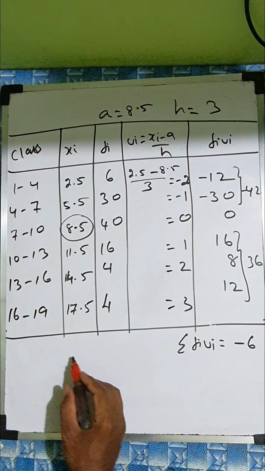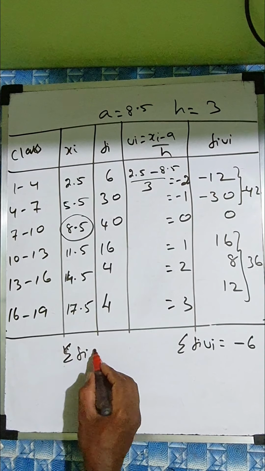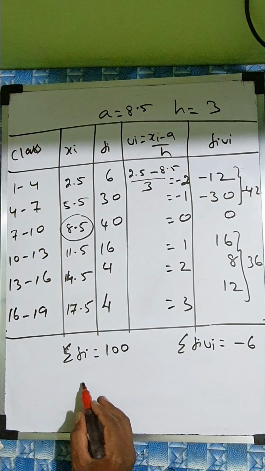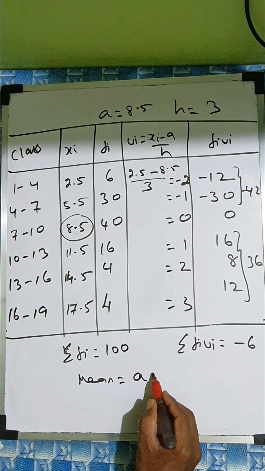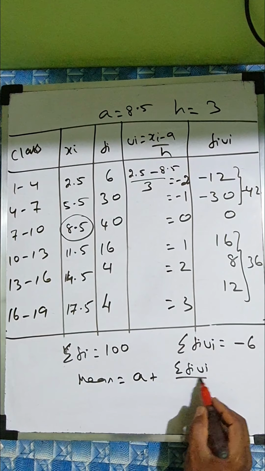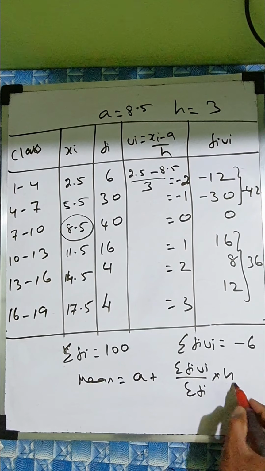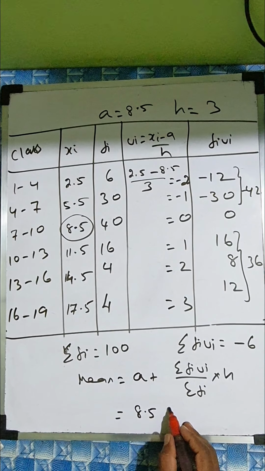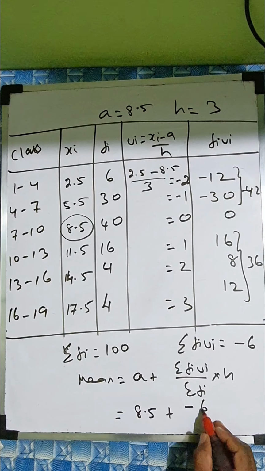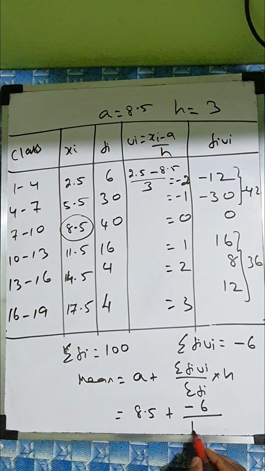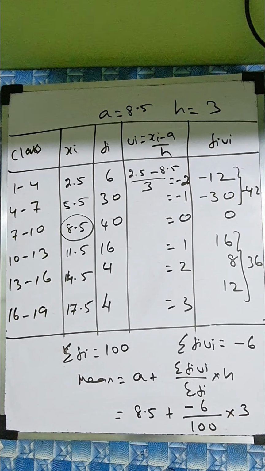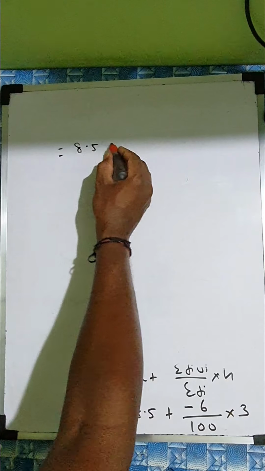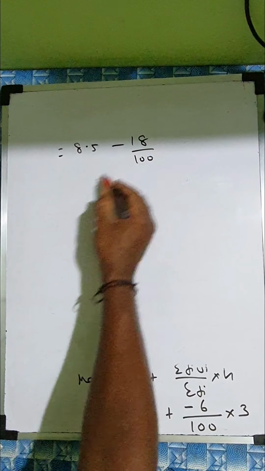This total is sigma Fi. How much is sigma Fi total here? The total is 100. Therefore mean equals A plus sigma Fi Ui by sigma Fi, into H. A is 8.5 plus minus 6 by sigma Fi, which is 100, into H, which is 3. So it equals 8.5 minus 6 times 3, which is 18, divided by 100.